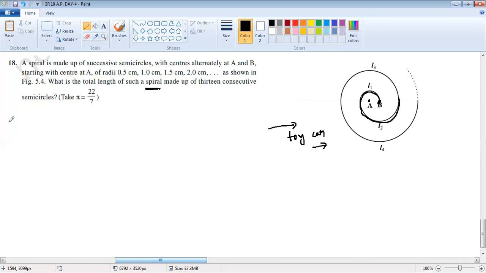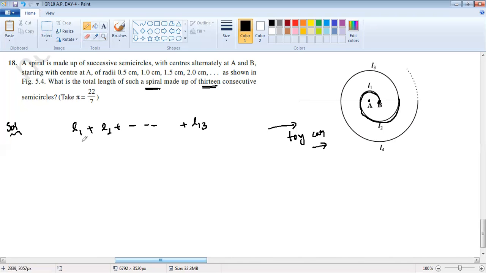Now the question is, if you have made the spirals, how many spirals? 13 spirals. If you do all these 13 spirals, what is the length of the metal strip? This is a metal strip. The first spiral is L1, the second one L2, and so on, totally 13 spirals. Each spiral looks like a half circle, a semicircle. So we are supposed to find the total length L1 plus L2 plus L3 up to L13.